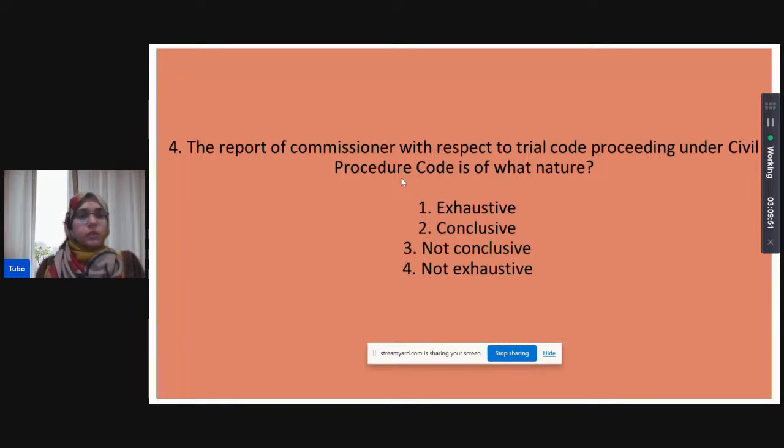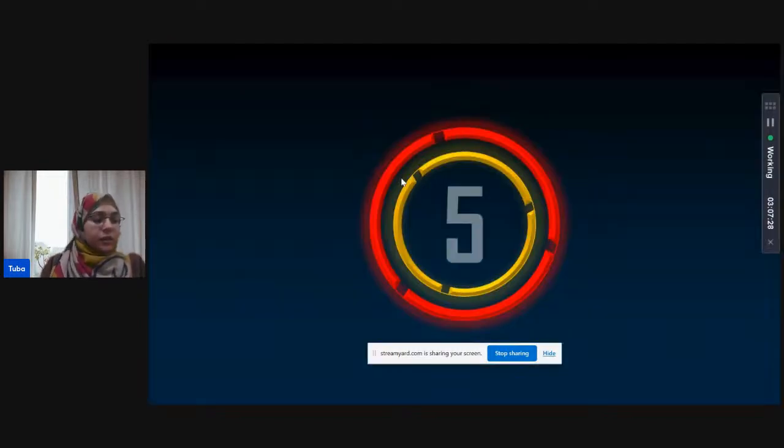Next, we move on to the question. The report of a commissioner with respect to a trial court proceeding under the CPC is of what nature? This explores the retrospective and prospective effect of the law of CPC. So if there is a report of a commissioner with respect to a trial court proceeding happening under CPC, what is the nature of such a report? Is the report exhaustive? Is the report conclusive? Can we say that the report is not conclusive, or are we to say that the report is not exhaustive? All right, I'll start the timer.